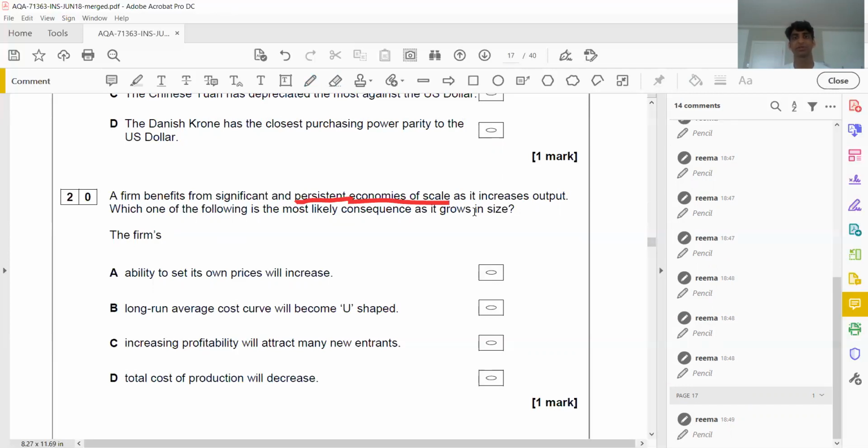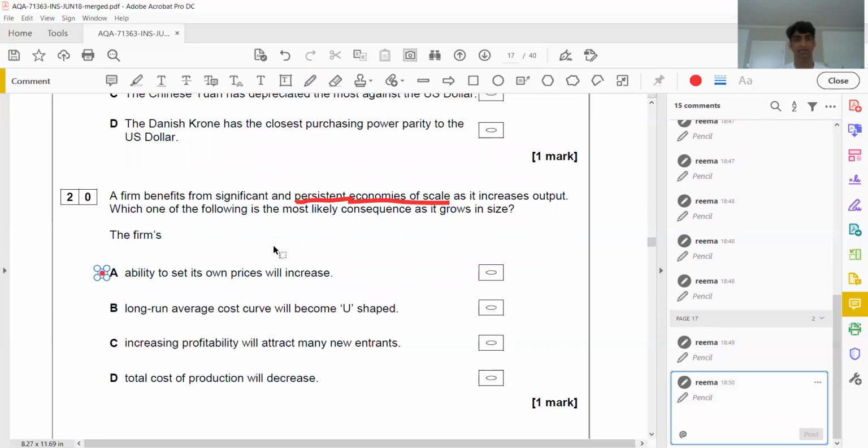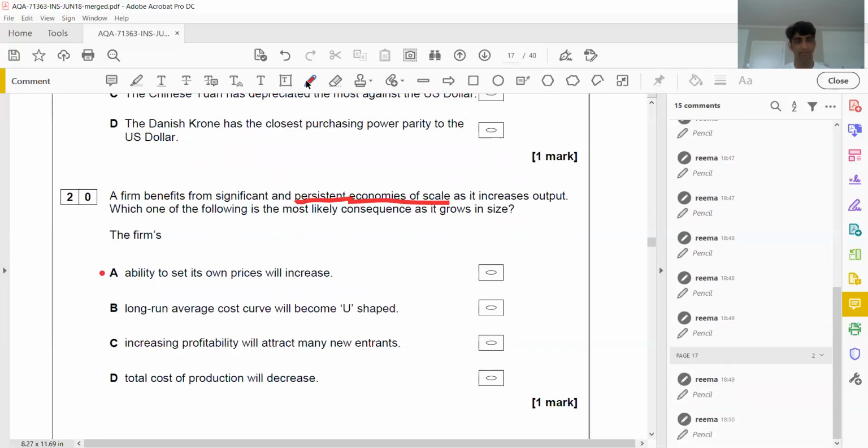Those are the main features of a monopoly, that monopolies usually make supernormal profit. And now that we have a mental note of what the key features of a monopoly or a large firm are, let's see which of these choices fit that description. So choice A, ability to set its own prices will increase. Sure, that certainly satisfies our condition for large firms. But before we can say that it's A, let's just put a dot next and say, okay, A is under consideration, but let's just see what B, C, and D have to offer.